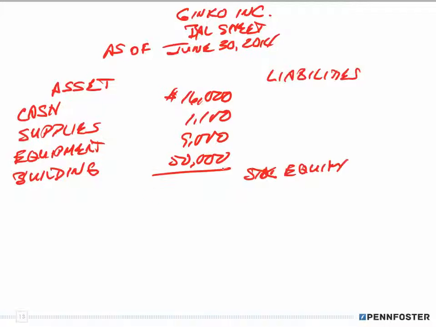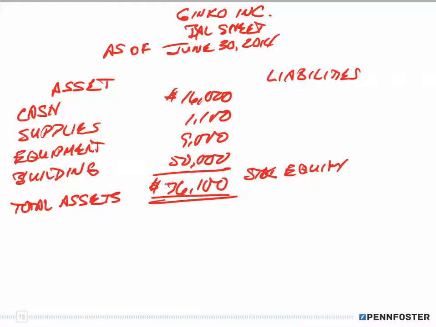And since we're going to add those up, we use the underline, and then we give a description, which is our total assets, and that should come out to a $ sign, 76,100, and a double underline showing that that's the end of the calculation.